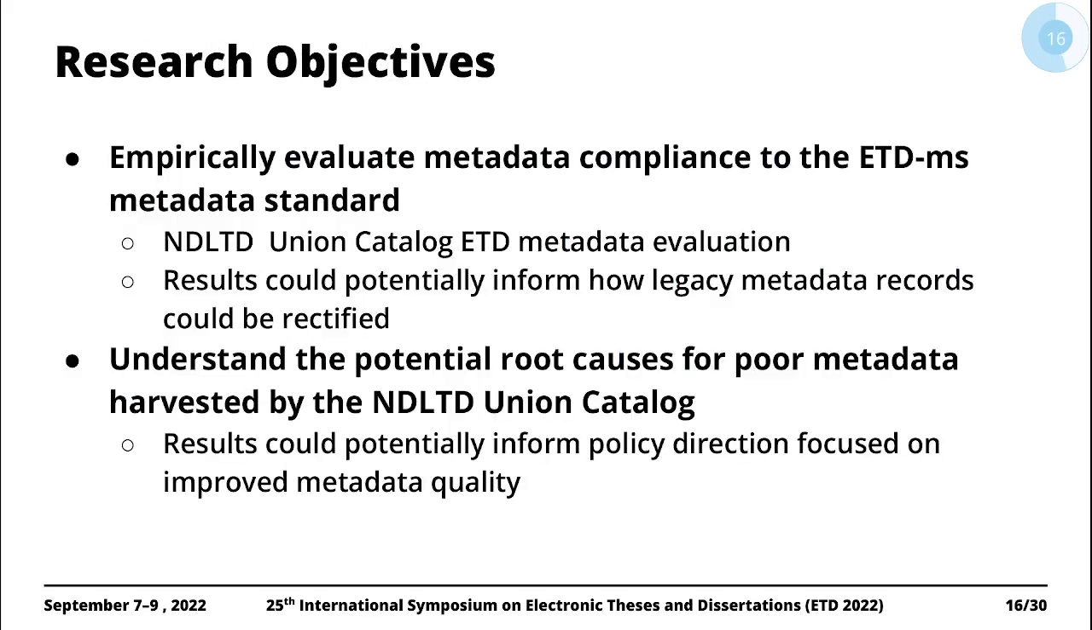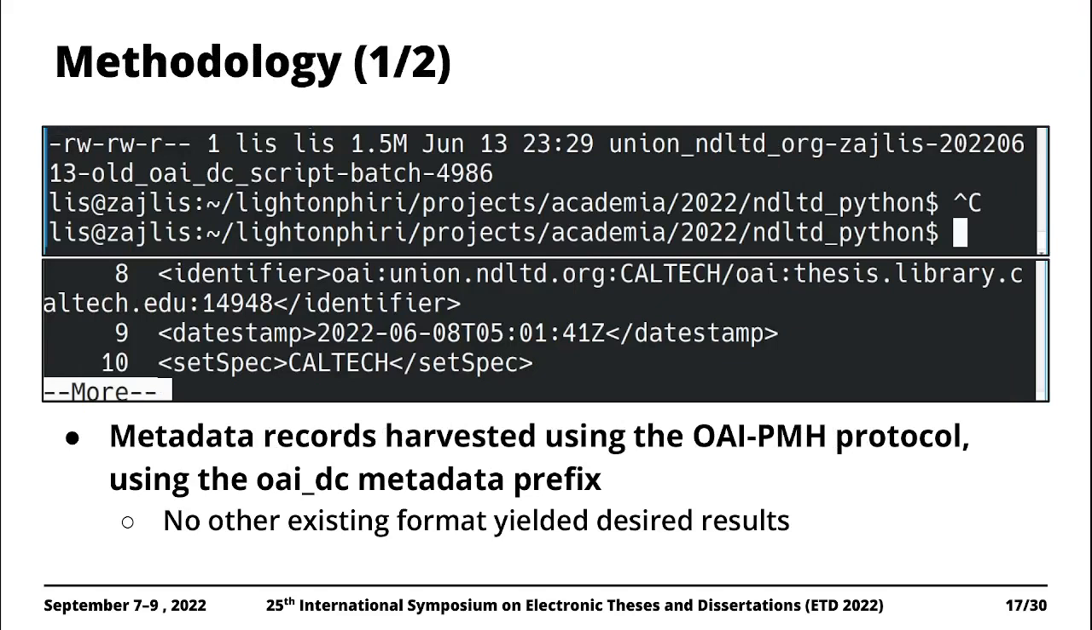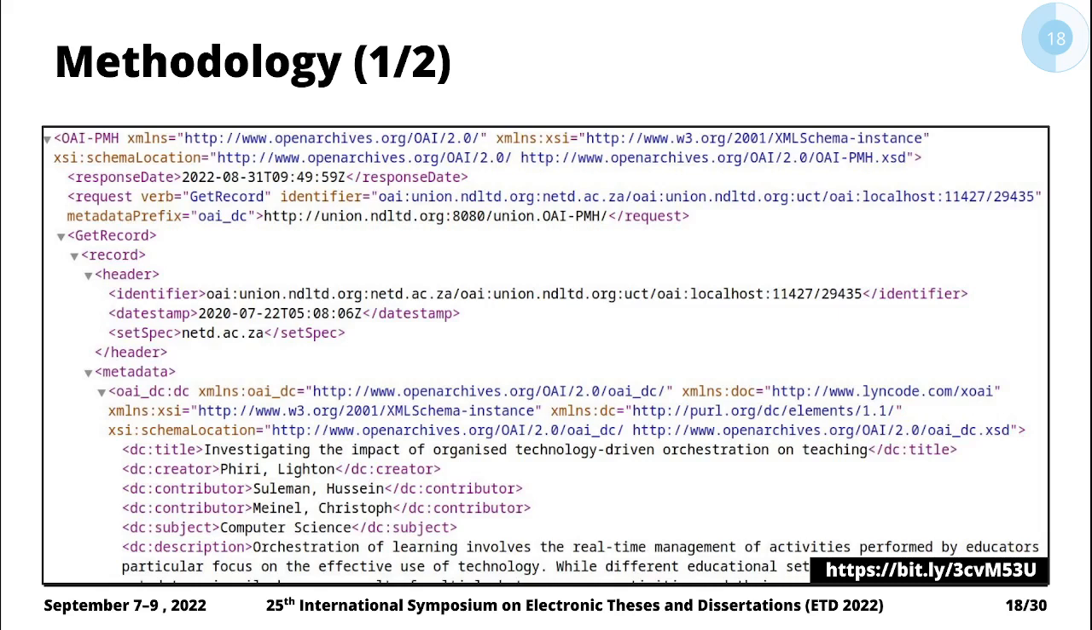And to do this, we harvested metadata records from the NDLTD Union Catalog. And we did this using the OAI-PMH protocol, obviously. It turns out that in as much as there are potentially different metadata prefixes that could be used to harvest these records, what we discovered was that it was more effective for us to use the OAI-DC metadata prefix, as the other existing formats yielded results that did not correspond to the total number of records harvested by the Union Catalog. So just giving you an overview, an idea of the Dublin Core encoded metadata that were harvested from the Union Catalog.